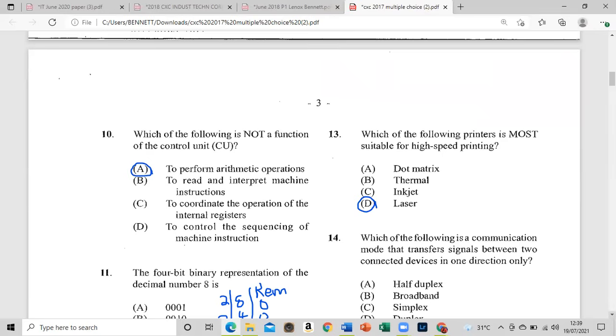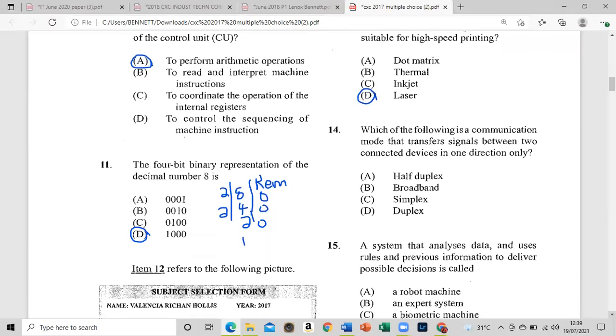14 now. Which of the following is a communication mode that transfers signal between two connected devices in one direction only? All right. It's very, very important. What do you guys know about the half duplex? Is it the half duplex? It's only one direction. So the half duplex allows information to transfer in one direction, however, one at a time.